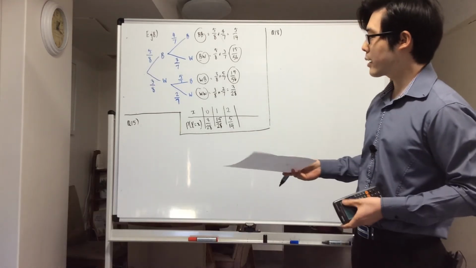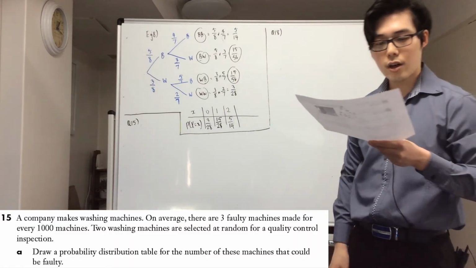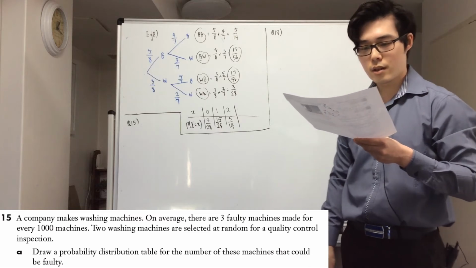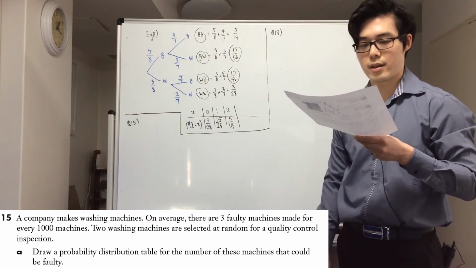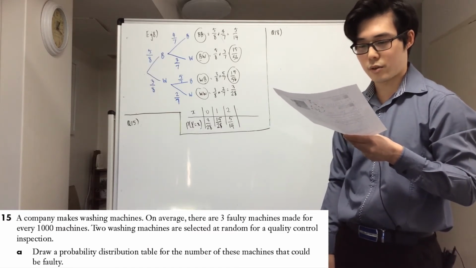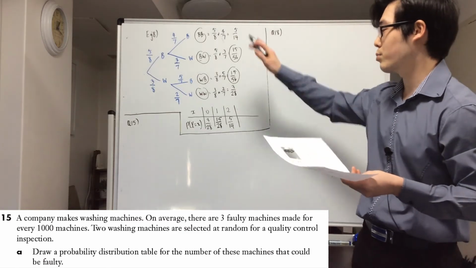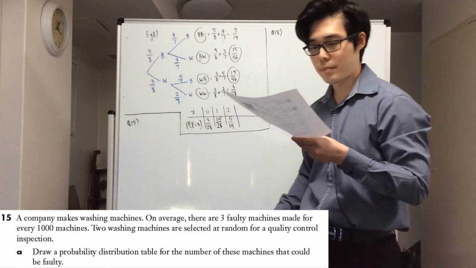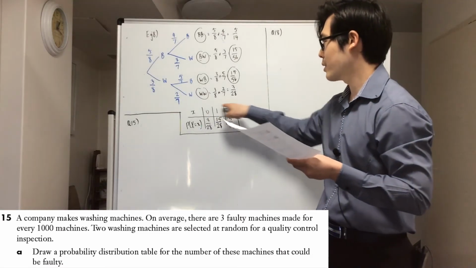Okay, let's have a look at another situation. Let's have a look at question 15 from your exercise. It says a company makes washing machines. On average, there are 3 faulty machines made for every 1,000 machines. 2 washing machines are selected at random for a quality control inspection. So because it says 2 washing machines are selected, that's a tree diagram with 2 branches like I've drawn there. Okay, draw up a probability distribution. So we want to draw up a table where we've got faulty numbers here.